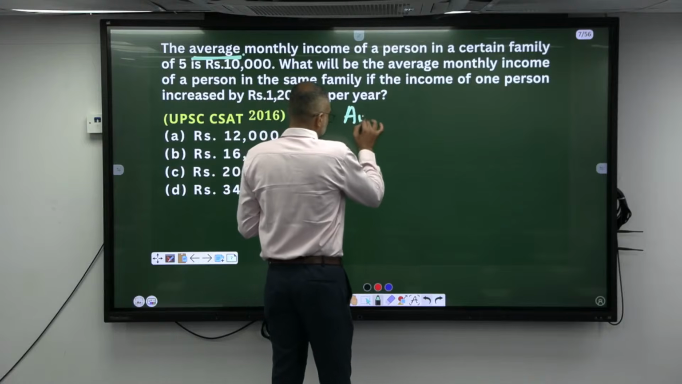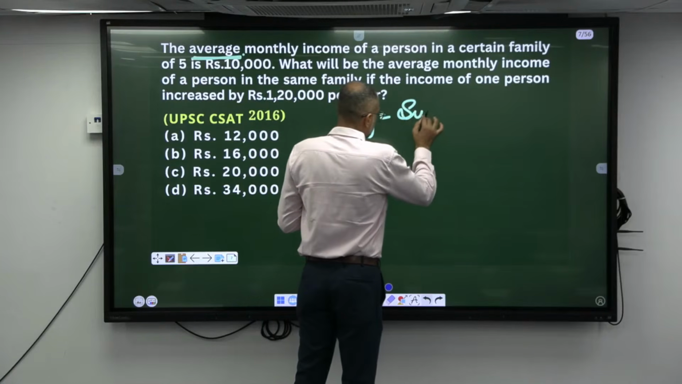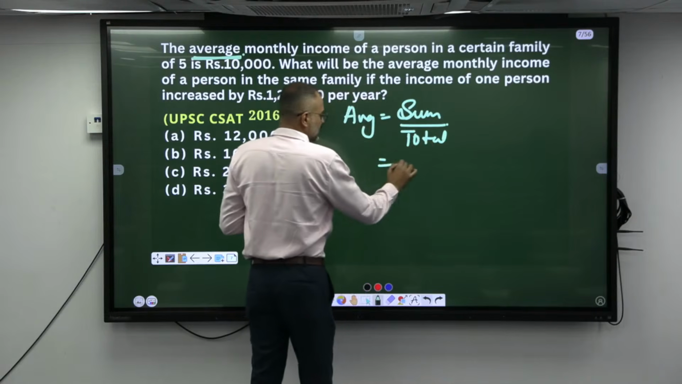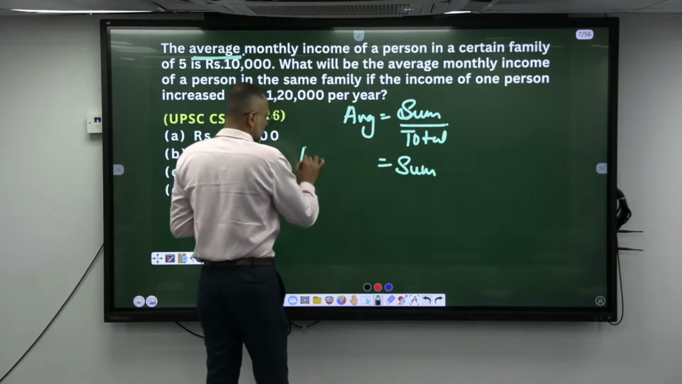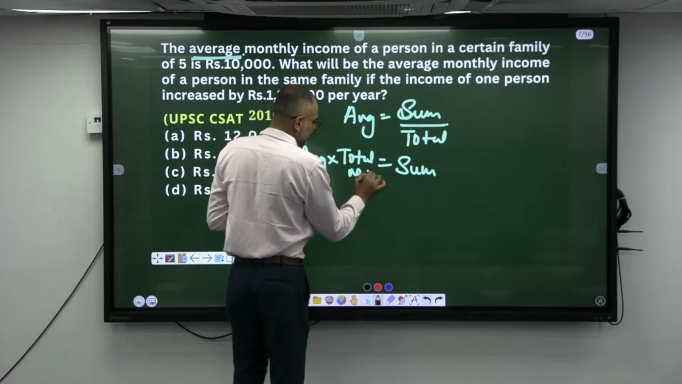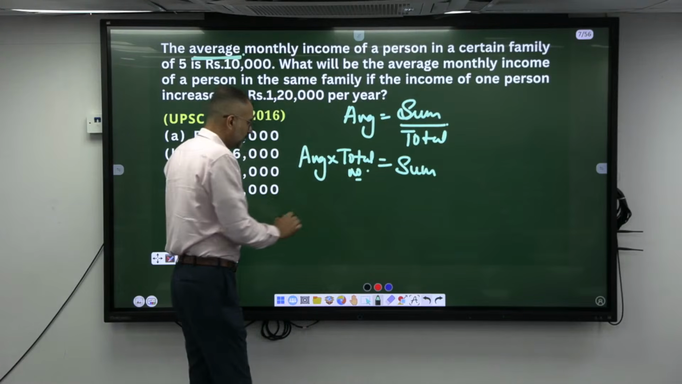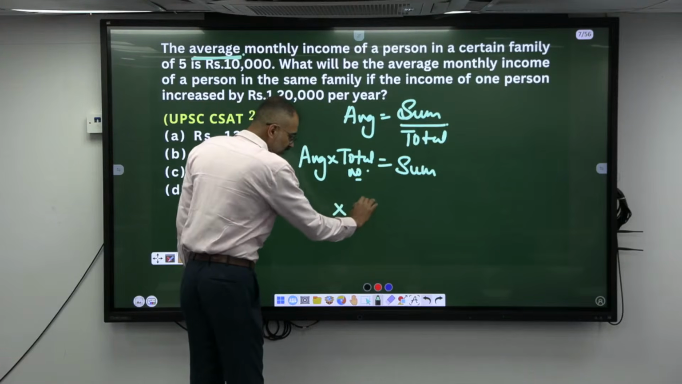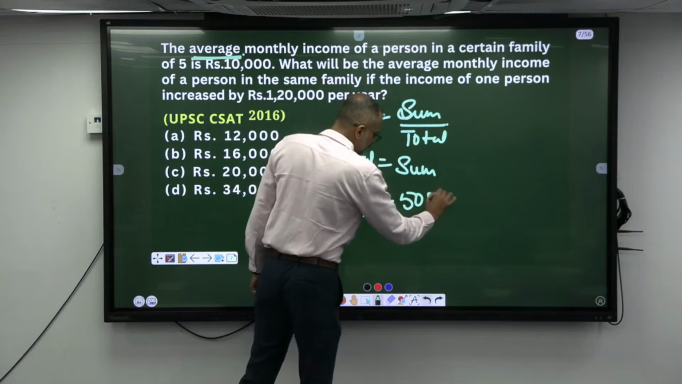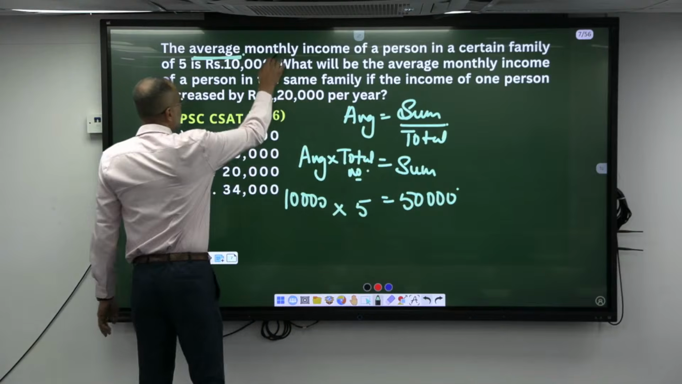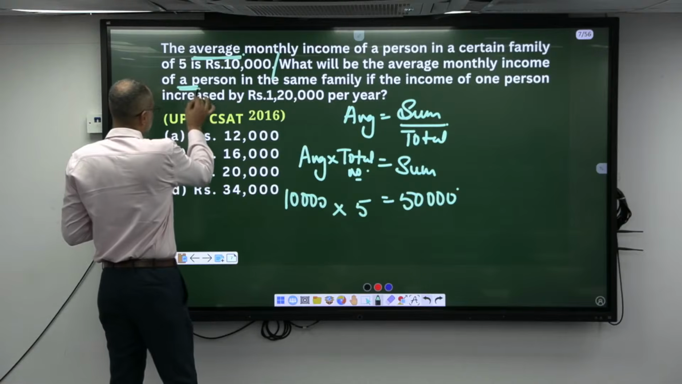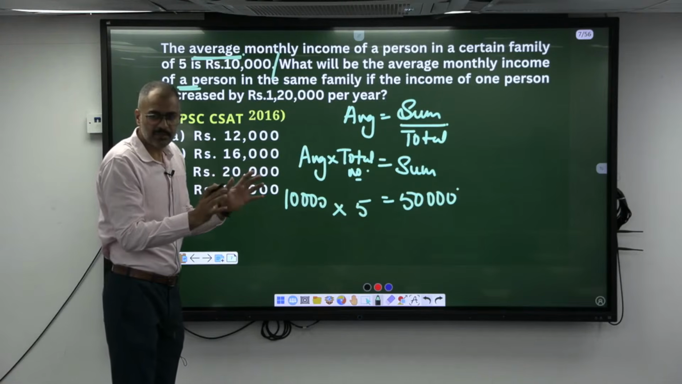So average is equal to sum of the observations divided by total number of observations, right? Or else, sum is equal to average into total number of observations. How many people are there? 5. Their average salary? 10,000. Sum of their salary? 50,000. What will be the average monthly income of a person again? Average means per person only.